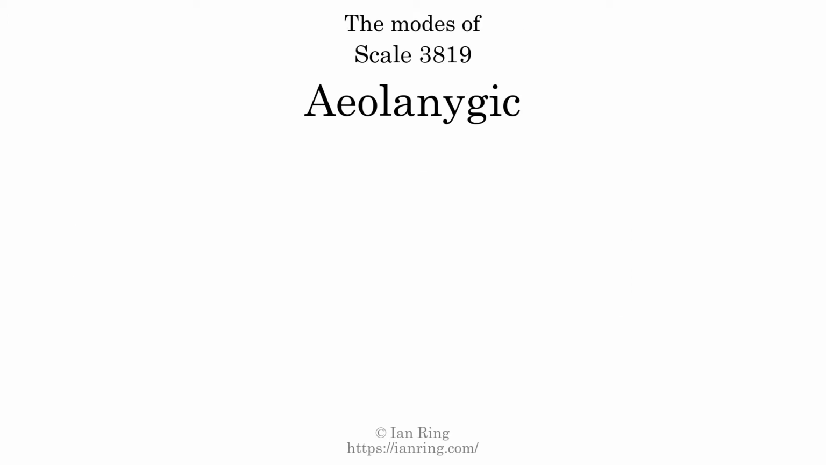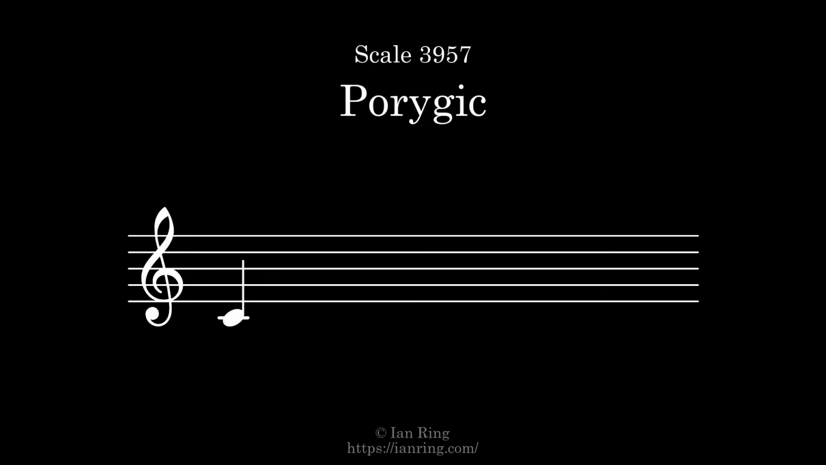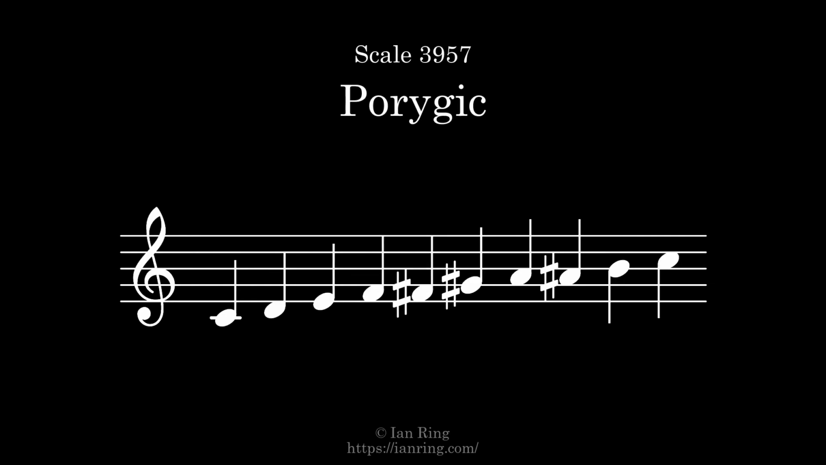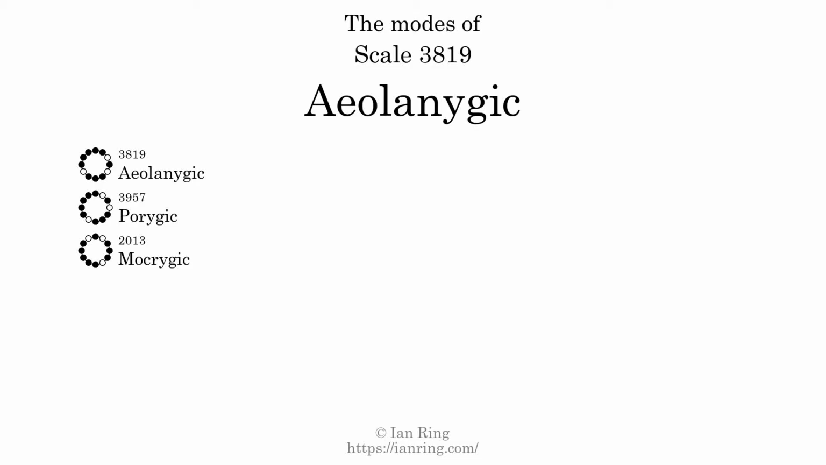This scale has 9 modes. The first mode is itself. The second mode is scale 3957, also known as perigic. It sounds like this. The third mode is scale 2013, also known as macrigic. It sounds like this.